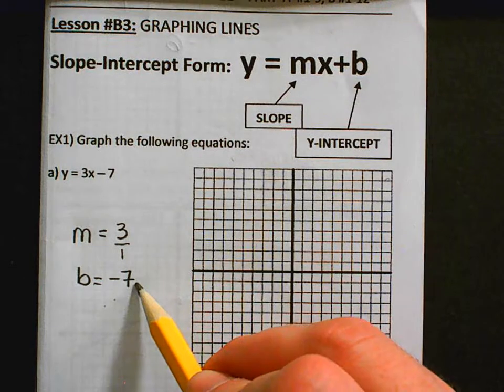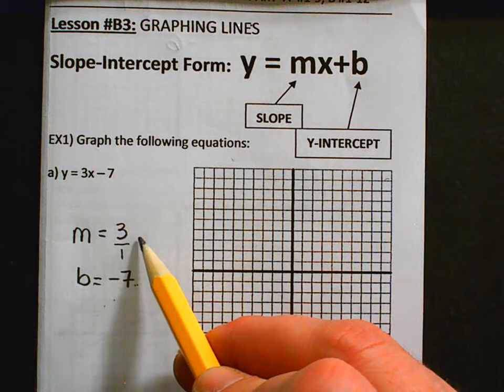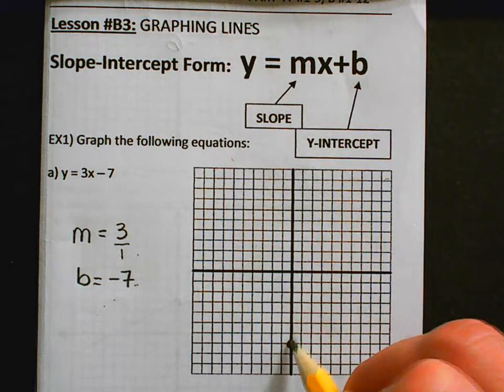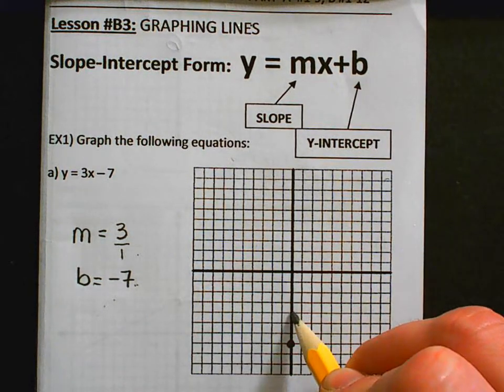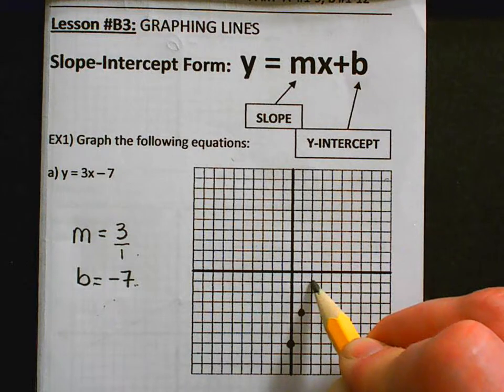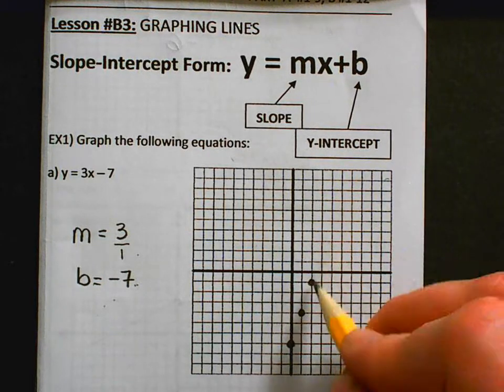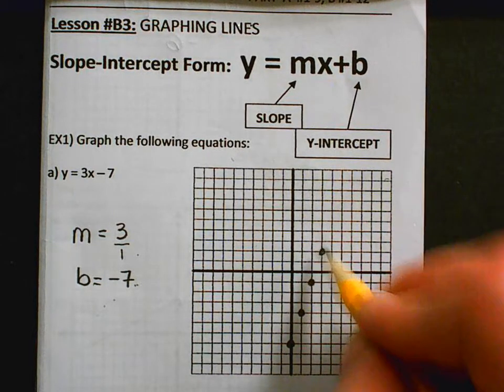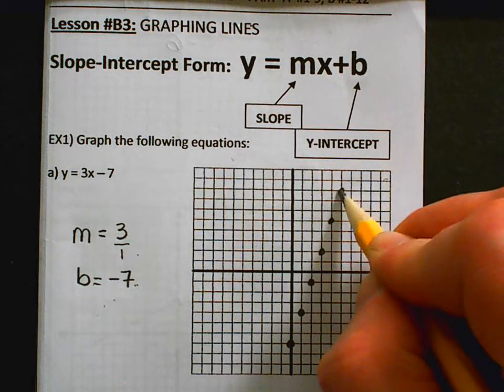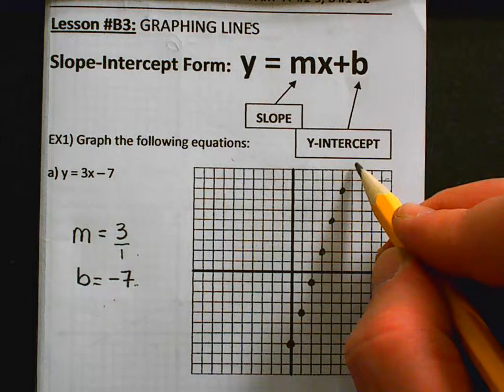Once you have started with the b, now you're going to use the slope. The slope says go up 3, run 1. And you're always going to fill in the right side first. So go up 3, run 1, up 3, run 1, up 3, run 1. And I cannot go up anymore.